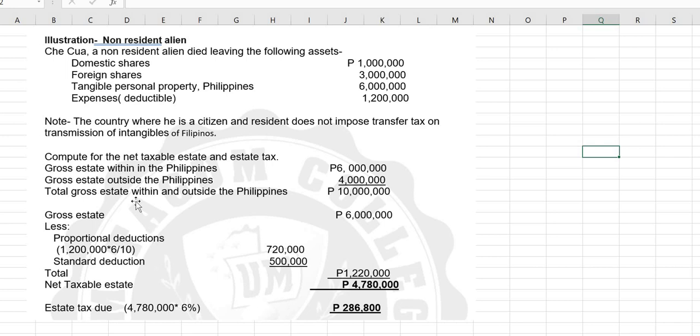Okay, so that's the computation. In summary, you determine the gross estate, then the allowable deductions: proportional deduction, standard deduction, vanishing deduction, and transfer for public use. Then you have the net taxable estate multiplied by 6%, giving the estate tax. That's the computation for non-resident aliens.